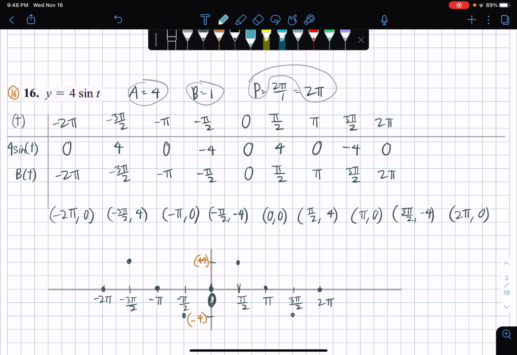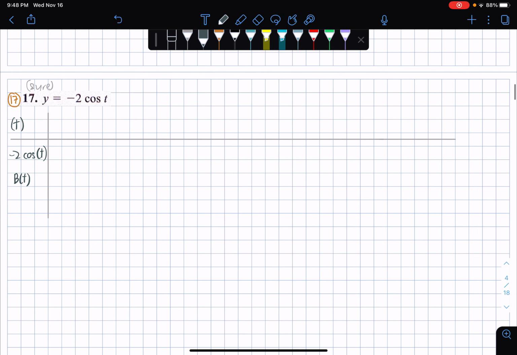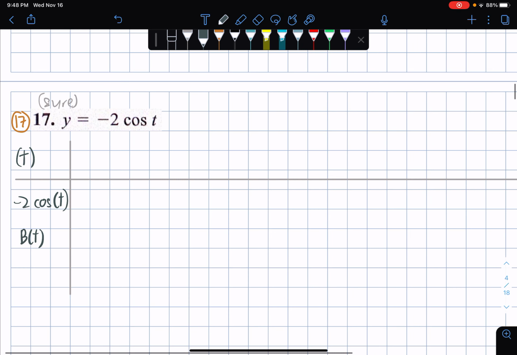Okay, now let's connect the points using a curve. There you go. Now that's number 16. Let's move on to number 17. So y is equal to negative 2 cosine t. A is negative 2, but because there's absolute value in amplitude, it's going to be positive 2.